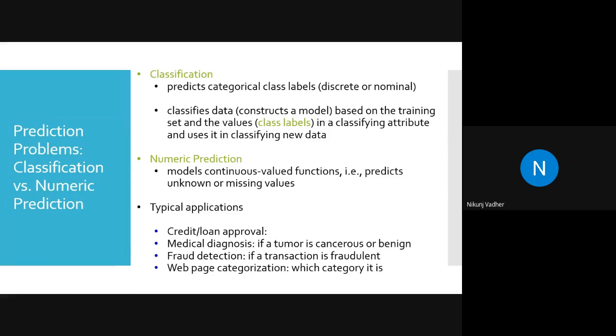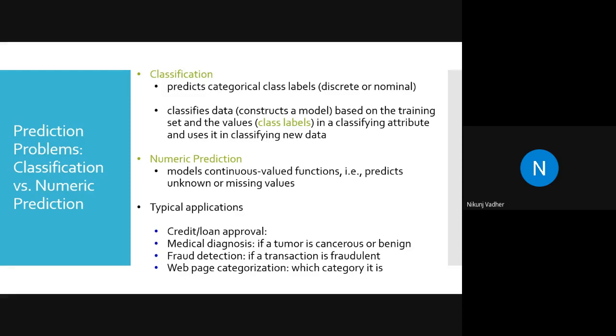Predict some value means, ultimately, in classification we also predict a value. But if that value is a number, then it is prediction, and if that value is a label, then it is classification. If I want to predict the value of the Sensex, it becomes prediction. But if I want to know the type of fruit, it becomes classification.